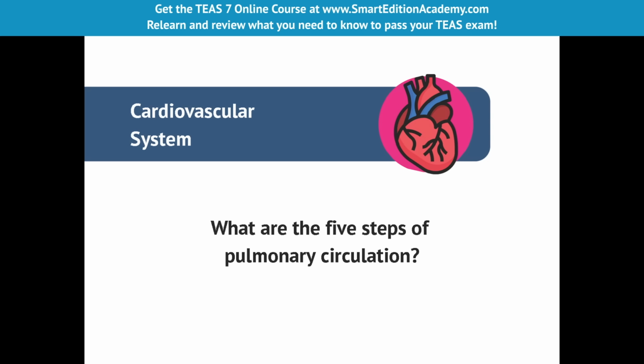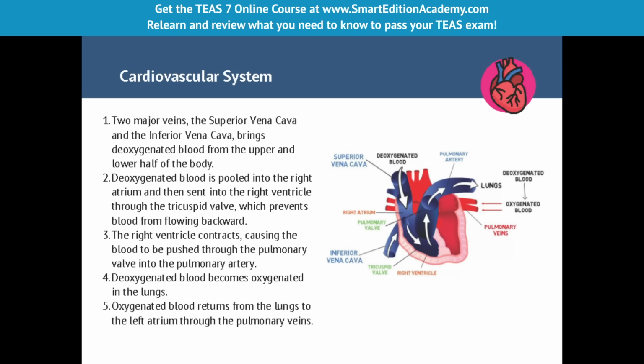What are the 5 steps of pulmonary circulation? So here are the 5 steps. You've got the 2 major veins, the superior vena cava and the inferior vena cava. They bring deoxygenated blood from the upper and lower half of the body. Deoxygenated blood is pooled into the right atrium and then sent in the right ventricle through the tricuspid valve, which prevents blood from flowing backwards.